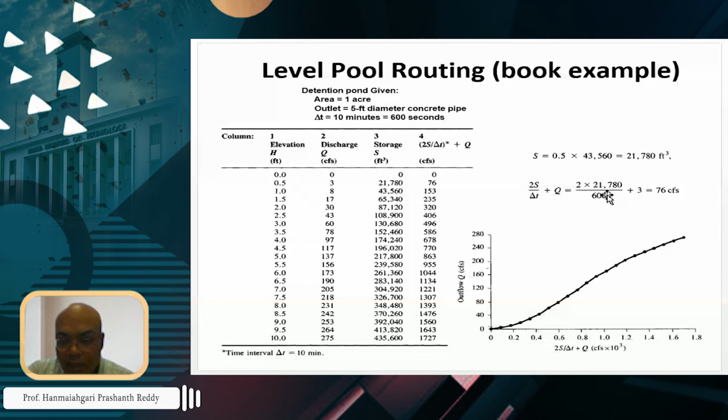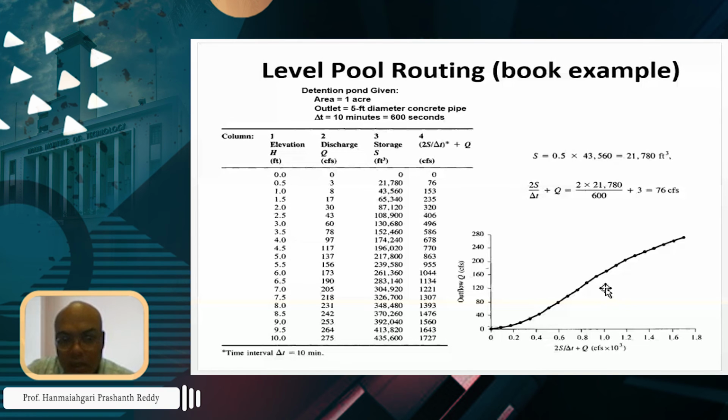For 1 foot, we have to do 2 into 43,560 divided by delta T, that is 600 seconds, plus Q. Q at 1 foot is equal to 8. So that comes out to be 153. The storage outflow relation is shown in this plot, where 2S by delta T plus Q is taken on the x-axis and outflow discharge is taken on the y-axis. So the relation is this.